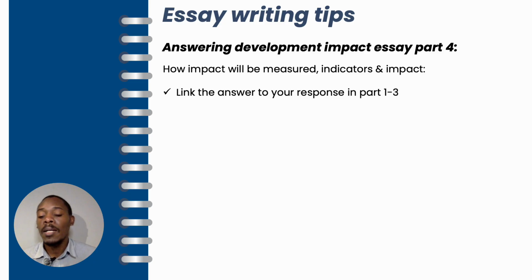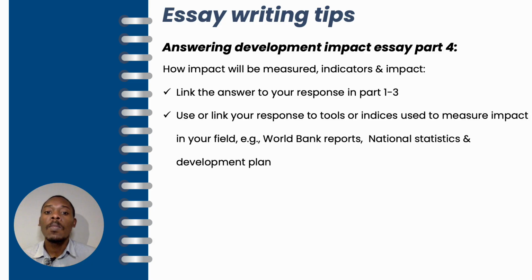So you need to link your answer to the response that you've given in parts 1 to 3, and then link it to the tools or indices that are used in your field to demonstrate how you're going to carry out the research, how you're going to measure, and which indicators you're going to use. Usually at a global level, you have World Bank reports, you have WHO reports. They have indicators that they use to measure different metrics or impact that is created by them. At national level, you have national statistics, you have the national development plan, so you can use those to demonstrate how the impact is going to be measured.